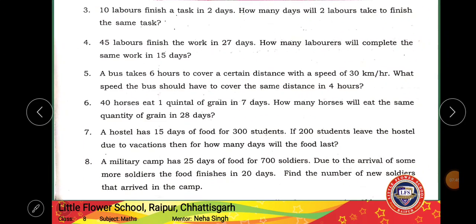Next question. 40 horses eat 1 quintal of grains in 7 days. How many horses will eat the same quantity of grain in 28 days? See now, 1 quintal they are eating in 7 days. Since now we need to increase the number of days, so that the grains last for a longer time, what we'll have to do is reduce the number of horses.